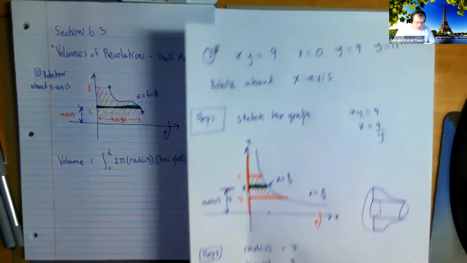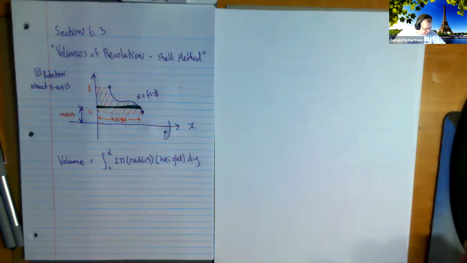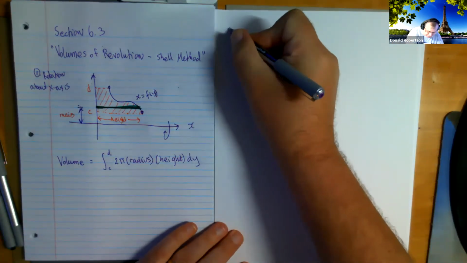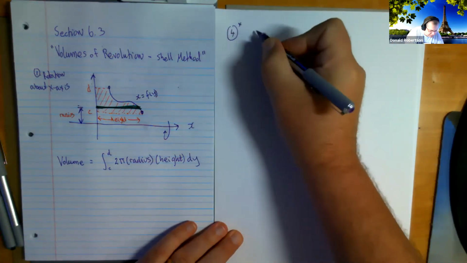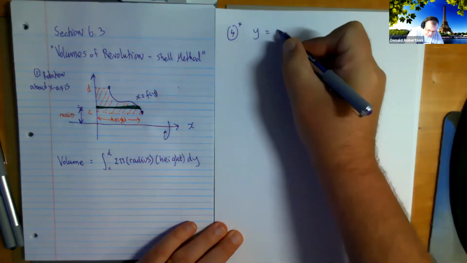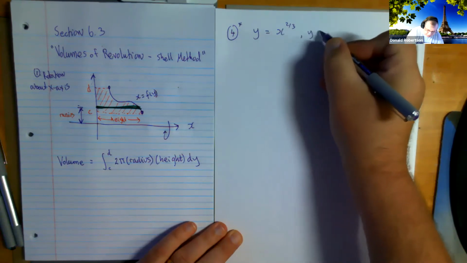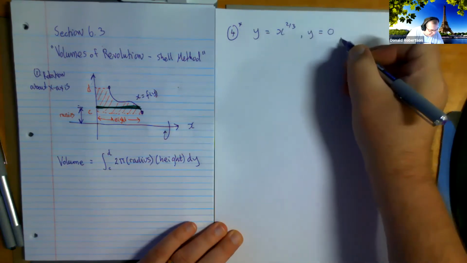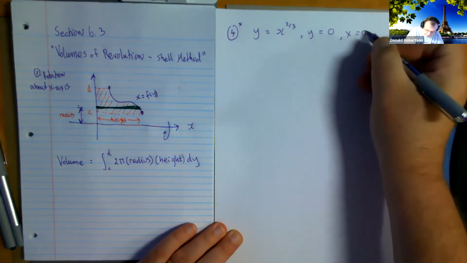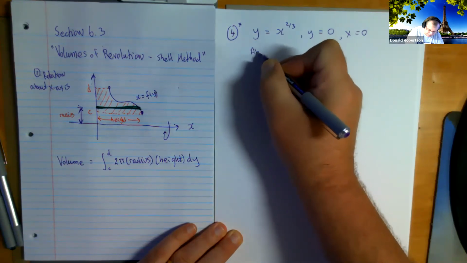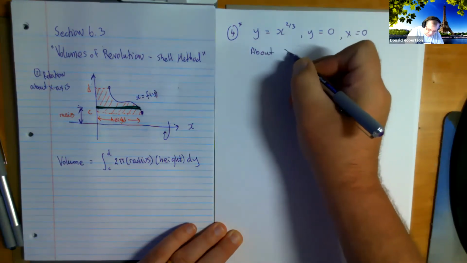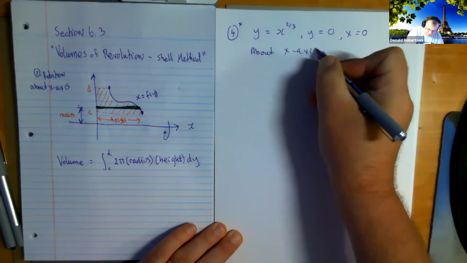Okay. Put that one over here, I think. So the next one is like question 4. And this time we're going to take the curve y equals 2/3 x. It's going to be y equals 0. It's going to be x equals 0. And it's still going to be rotated about the x-axis.